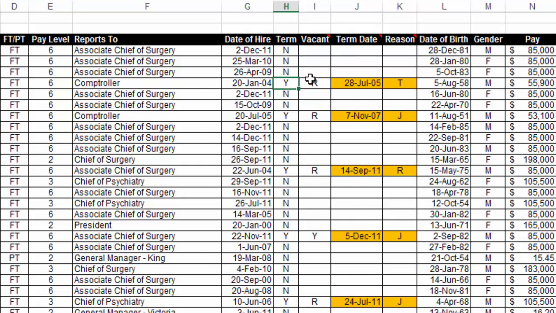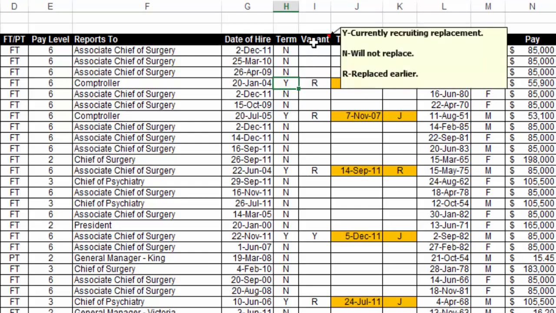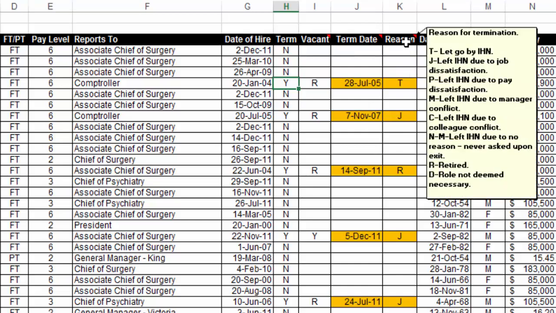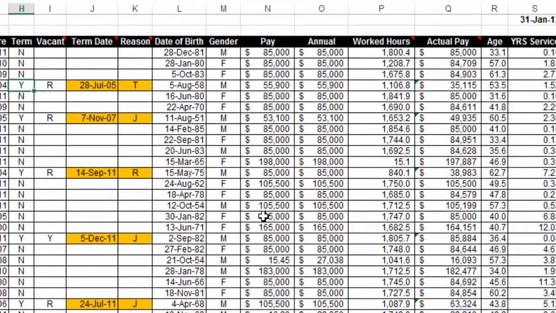Now, the vacant code, this means that we're currently looking for a replacement. That will be a Y. N means they were terminated, we'll never replace them. Or R means that we already replaced them earlier by another employee. Now, this is the actual term date. This is the reason for termination, a variety of reasons here. Their date of birth, their gender, their pay.